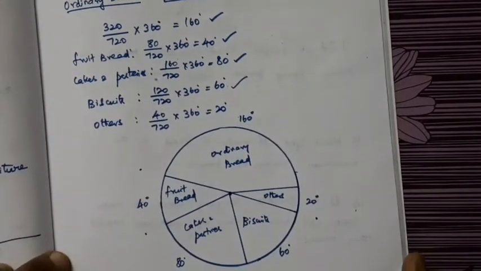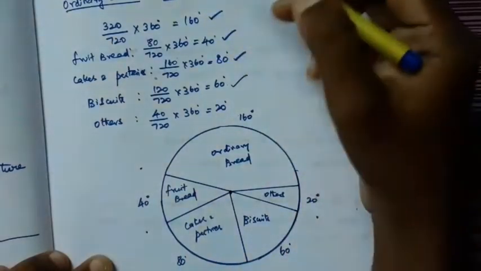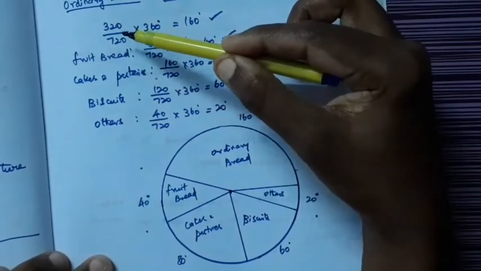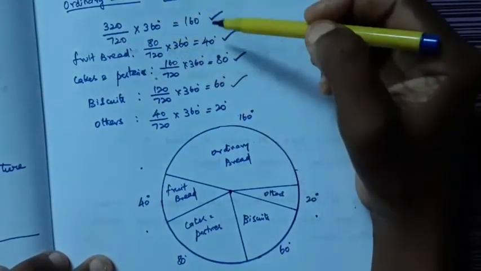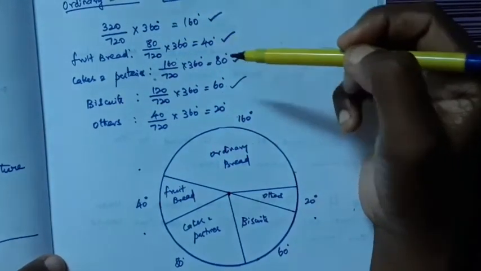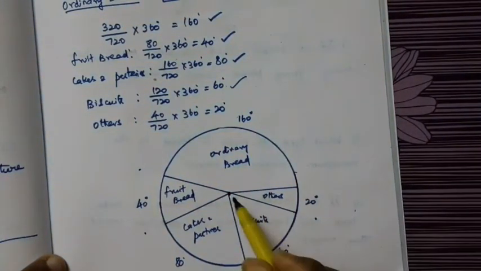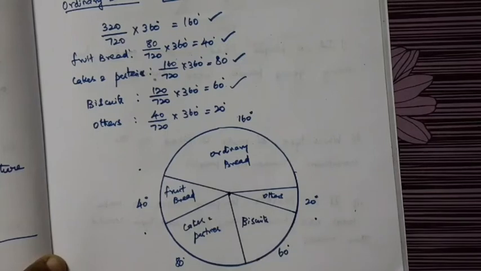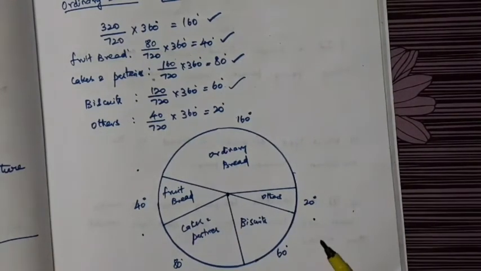So this is how we have to convert. From the given question, first you have to convert into fractions. From the fractions, if you multiply by 360, you can convert them into angles. So you draw a circle. First you mark a half line like this. From that you can measure each and every angle, and you can draw like this.